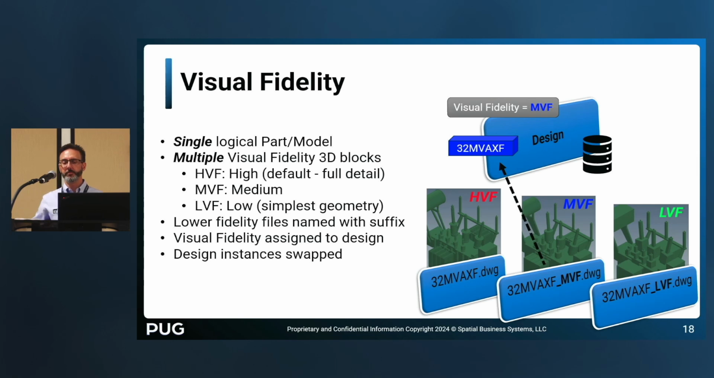So this allows a design to be laid out, all of the model information, all the feature information, your whole design is laid out. That information does not change. The visual fidelity can be changed, and the system will simply swap out and use a different set of 3D blocks if those different visual fidelities are available. If the visual fidelity isn't defined, it just uses the next highest available visual fidelity.